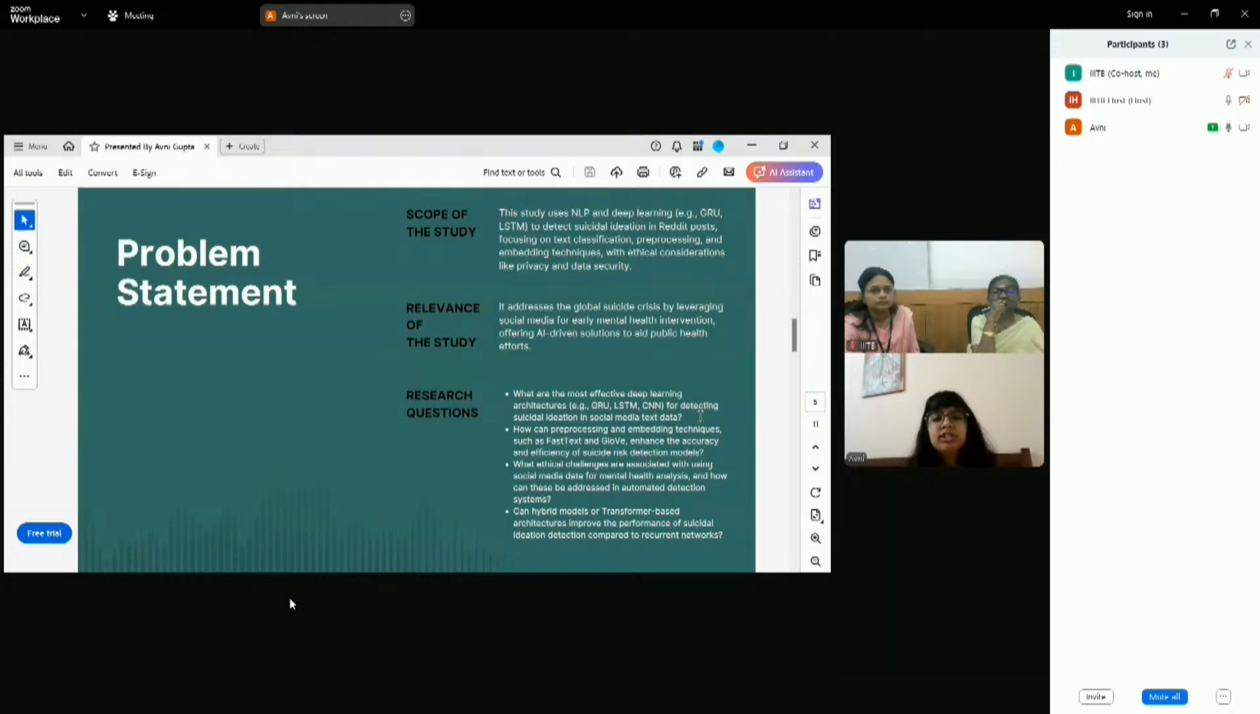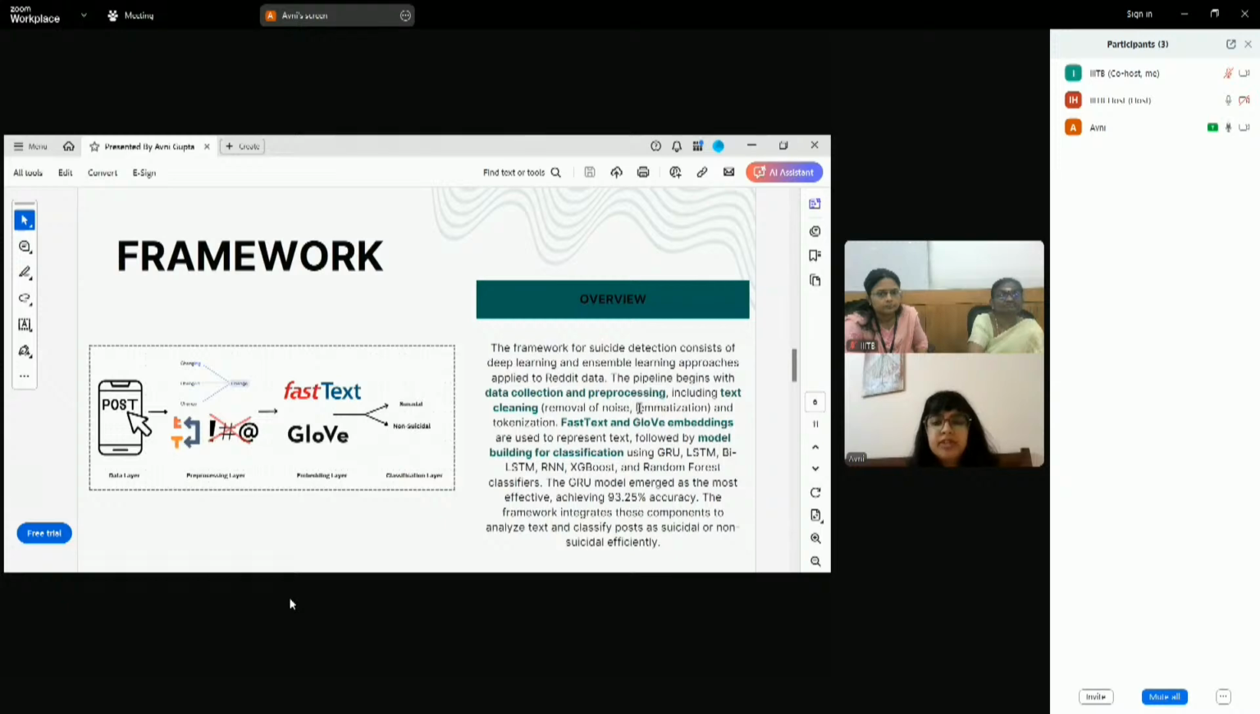So our problem is really relevant because nowadays suicides have become a global crisis and such solutions are required to aid public health efforts. So our basic framework includes, first, we'll pre-process our data, which includes text cleaning, lemmatization, removal of noise and tokenization. Then we'll embed the data using fast text and glove and then we'll apply the model.